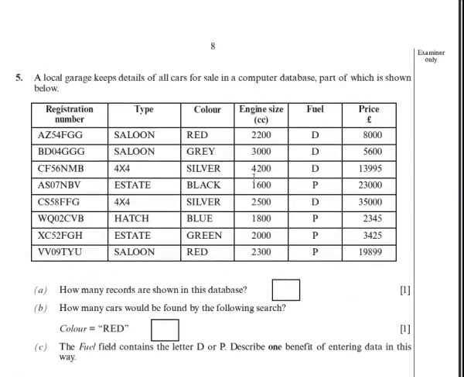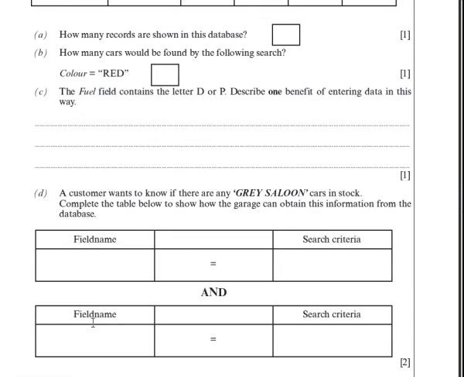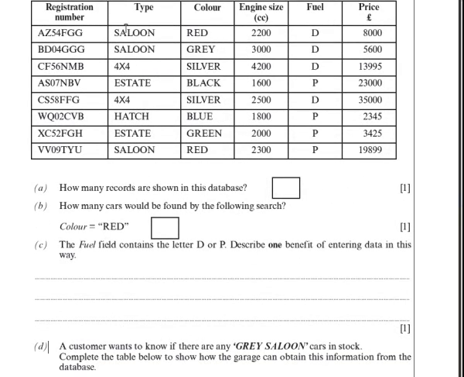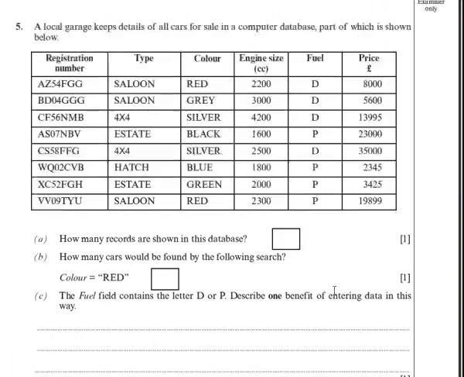Saloon cars. If we go to type field, we can see that holds that information, and we're looking for saloon. So field name is going to be type, and search criteria is going to be saloon, SALOON.